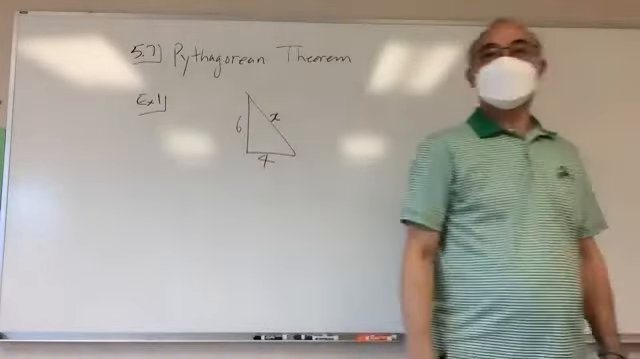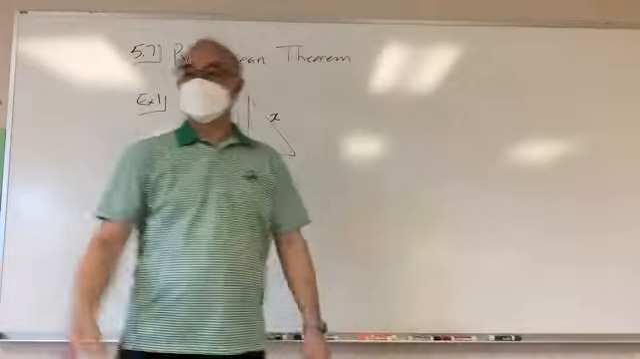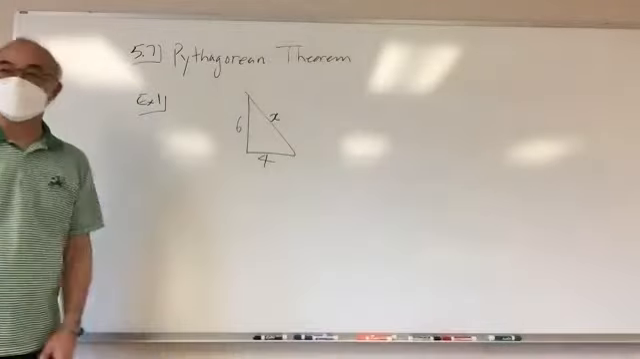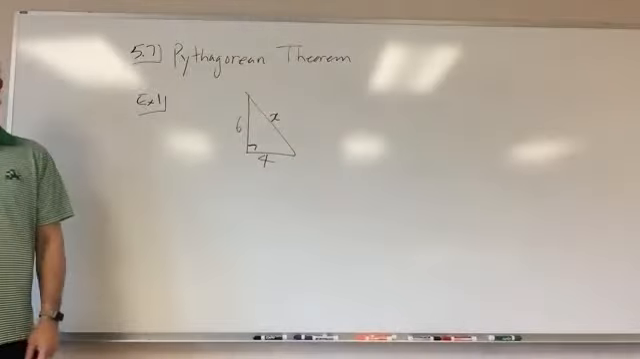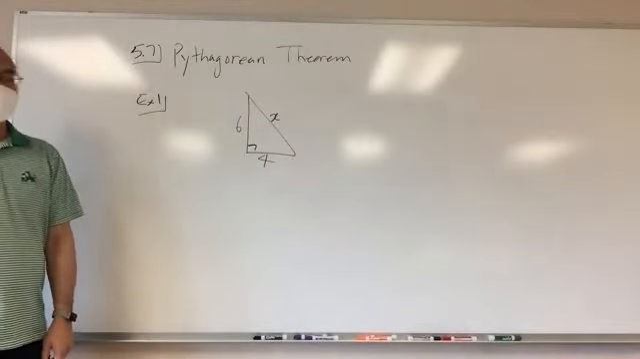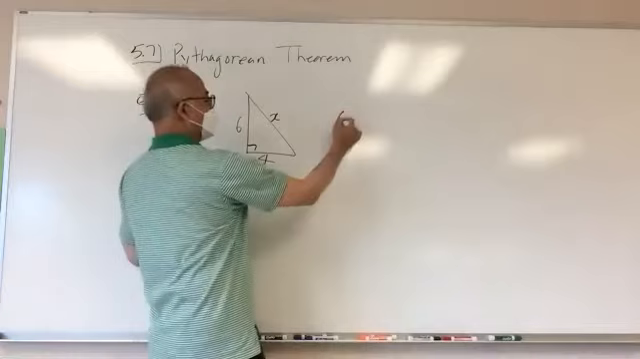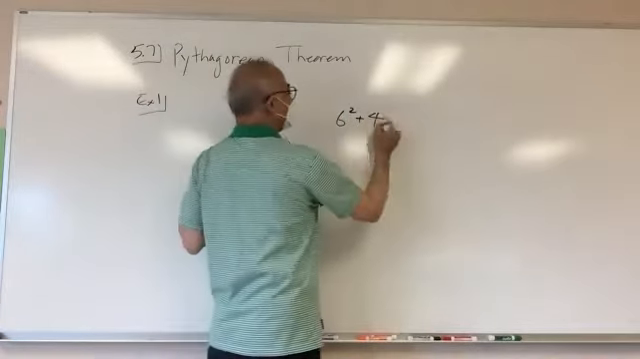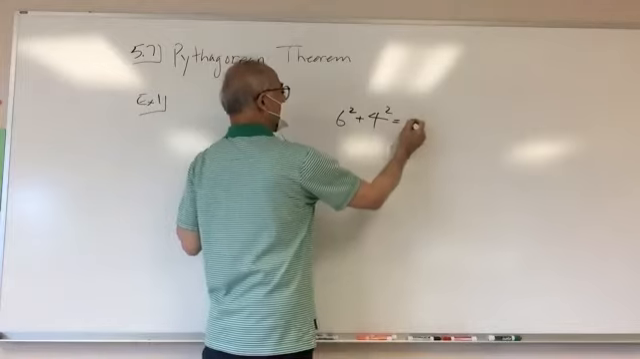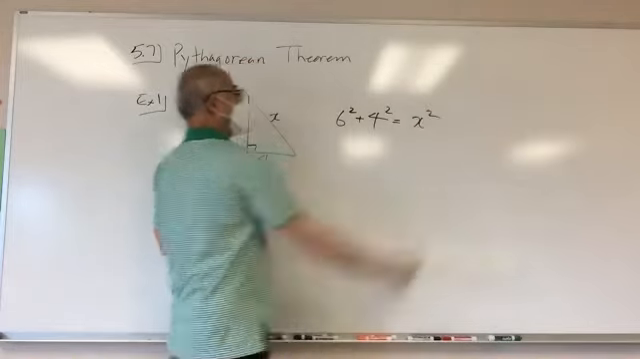Daniel. Where are you, Daniel? Daniel, solve for x. This is the right triangle. I go 6 squared plus 4 squared, is equal to x squared, right?